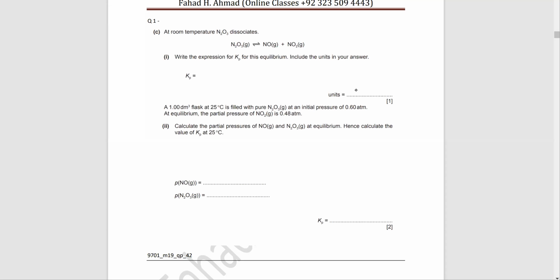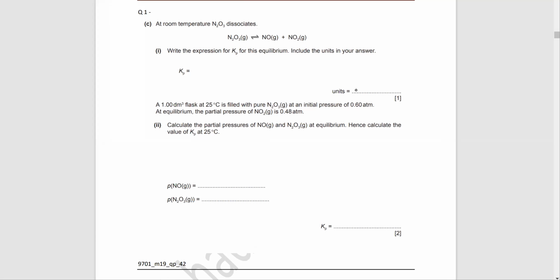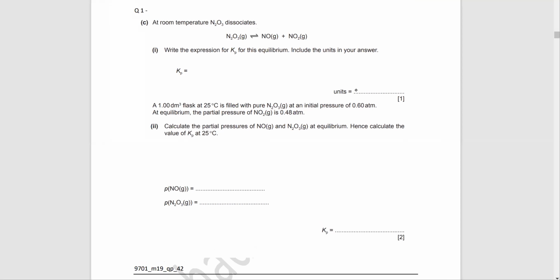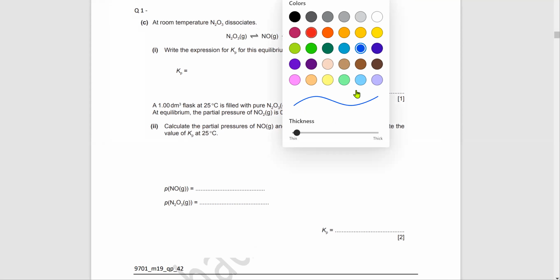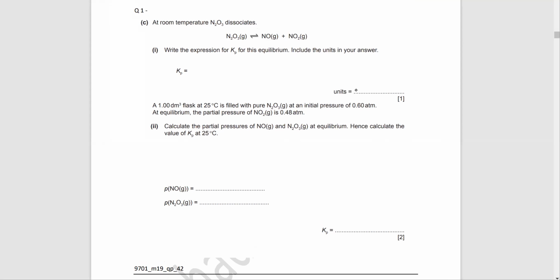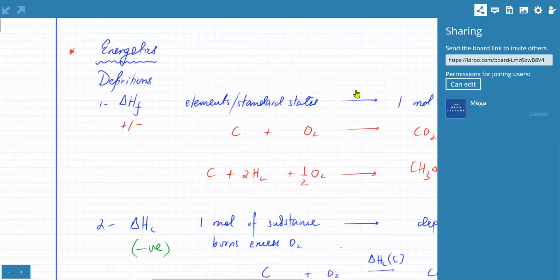We're going to do some further questions from the same worksheet that I had sent on WhatsApp as well. Now, this question over here, you're being asked to write the expression for Kp. So we're going to discuss Kp.